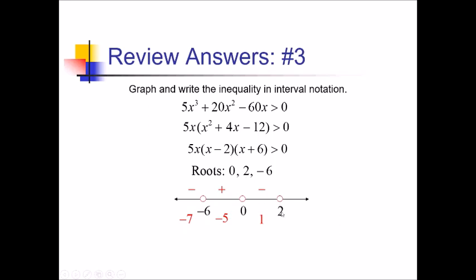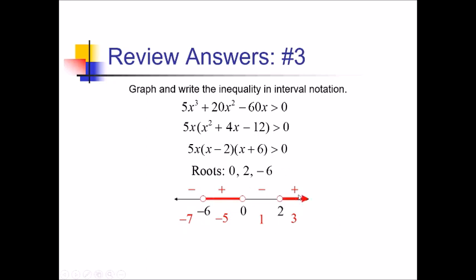And finally, a number bigger than 2, let me try 3. 5 times 3 is positive, 3 minus 2 is positive, 3 plus 6 positive. They're all positive, so that's a positive result. Looking at my inequality, we said greater than 0, so I want all the positive intervals. So that'll be this second interval and this fourth interval.